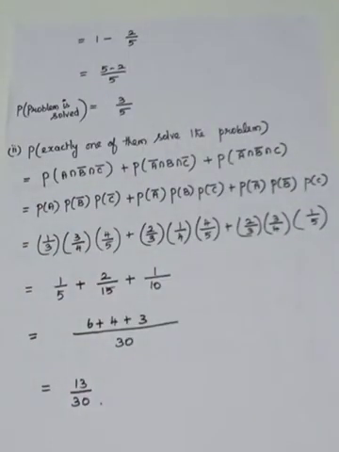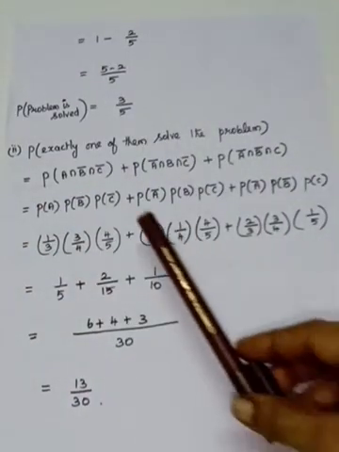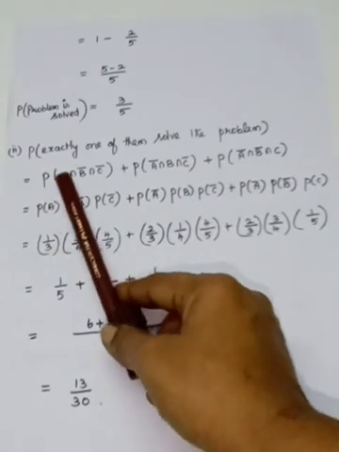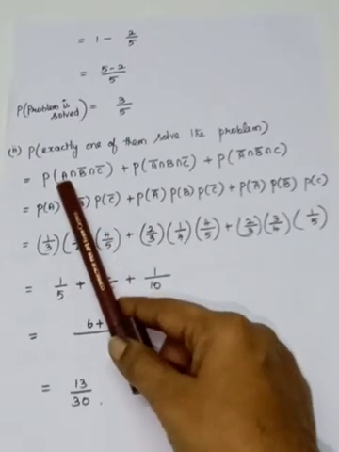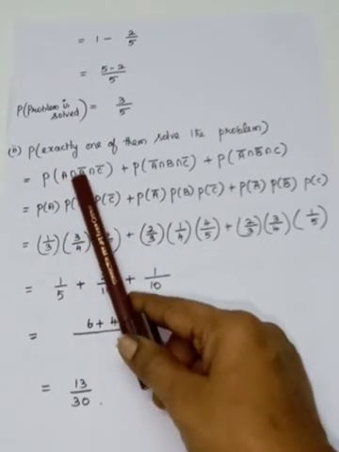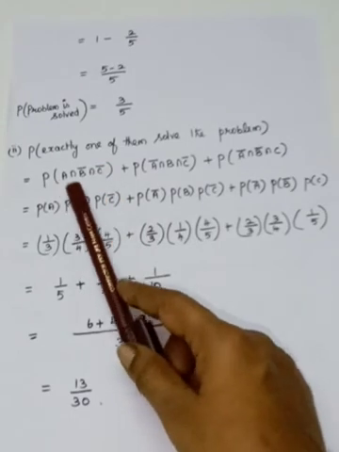Coming to the second subdivision, what is the probability that exactly one of them will solve it? So only one person solves the problem. So if A solves the problem, then B and C should not solve the problem. So therefore we have to find out, if A solves, B and C should not, all three have to happen.